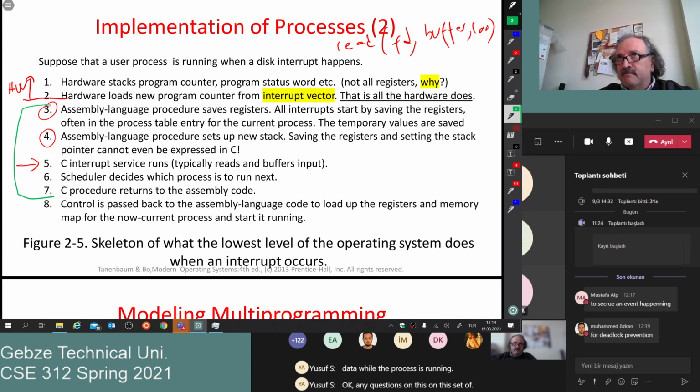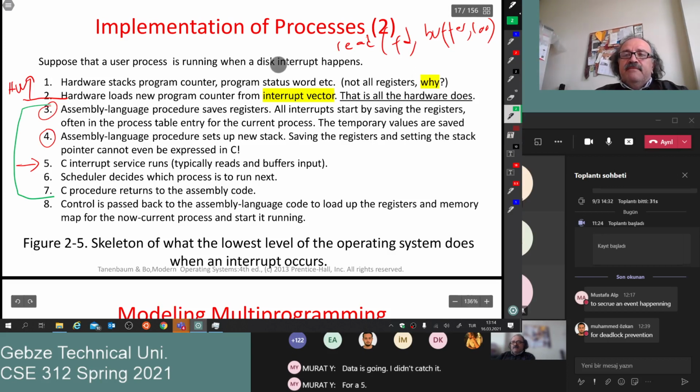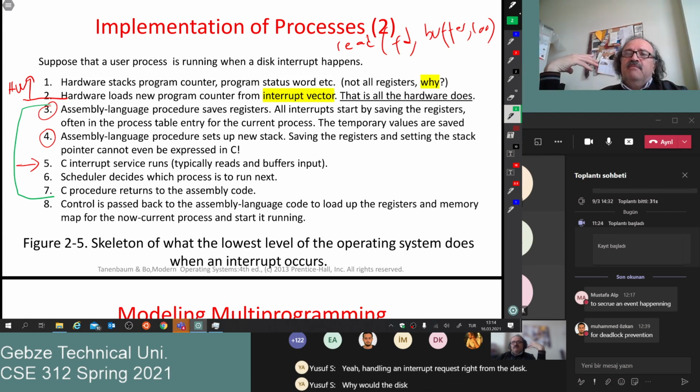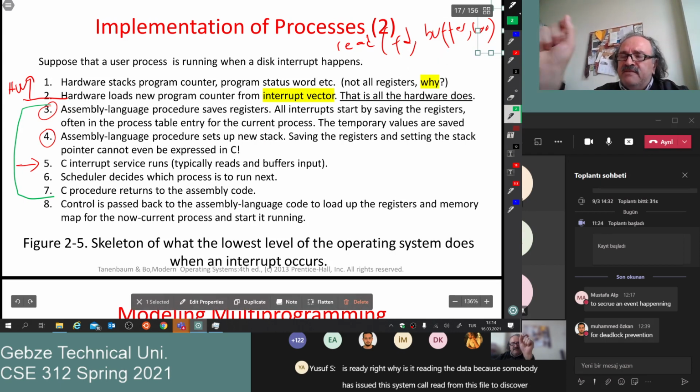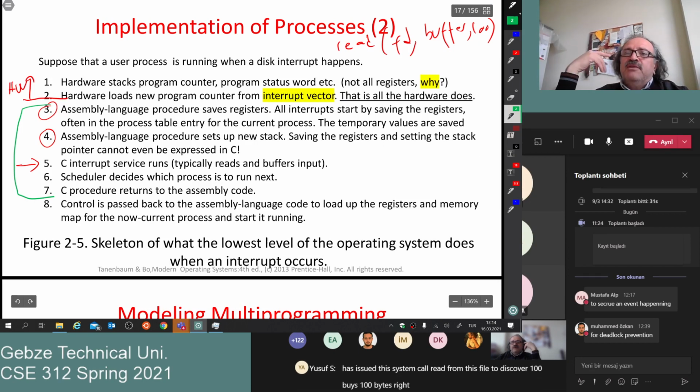Did we answer the question where the data is going? I didn't catch it. We are handling an interrupt request from the disk, right? Why would the disk produce an interrupt? Because it is reading some data from the disk, and the data is ready, right? Why is it reading the data? Because somebody has issued this system call, read from this file to this buffer 100 bytes, right? So the disk is trying to satisfy this request.